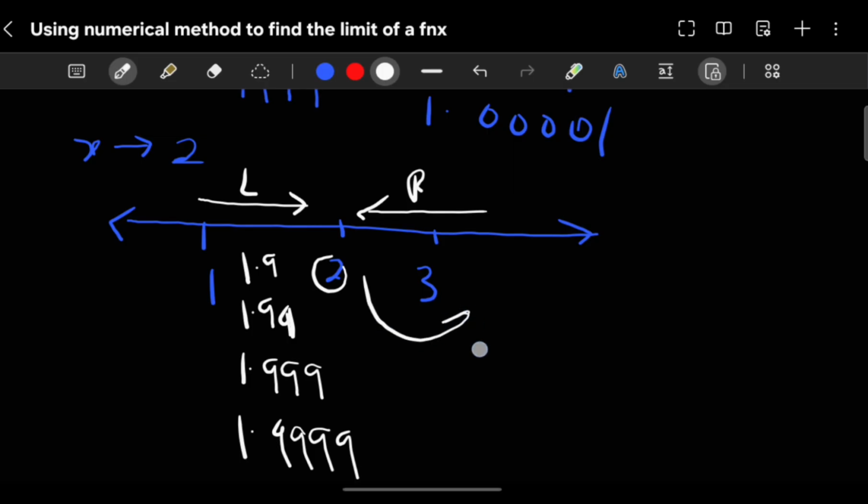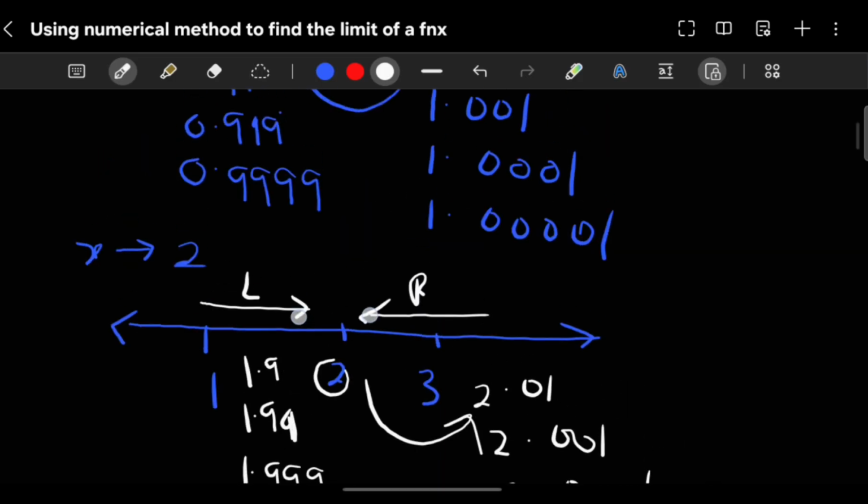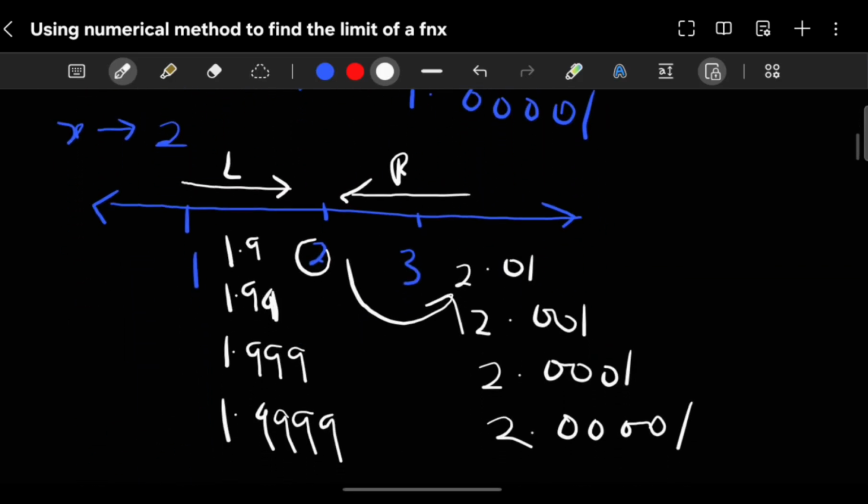And if we are picking values on the right-hand side, they are greater than 2, but they are almost 2. I want you to pause the video and think about it. Those numbers are 2.01. You can see 2.01 is greater than 2, but it is approaching almost 2. So 2.001, 2.0001, 2.00001. I hope you now understand how to pick a test value using the number line approach. Okay, so let's get right into the question we were solving before.